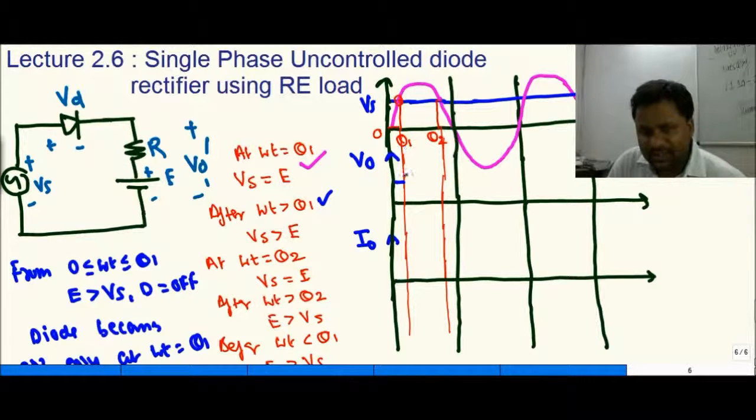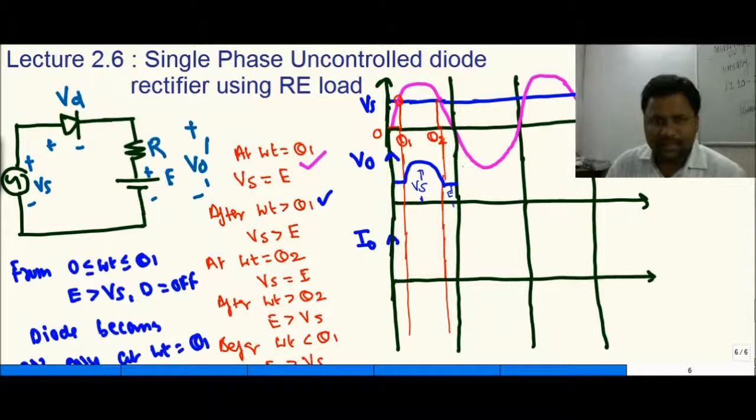Theta 1 to theta 2, the diode should be on. Theta 2 to pi, it should be off. This is the magnitude, which we can call E. This is the magnitude called E. And this is the source voltage Vs.